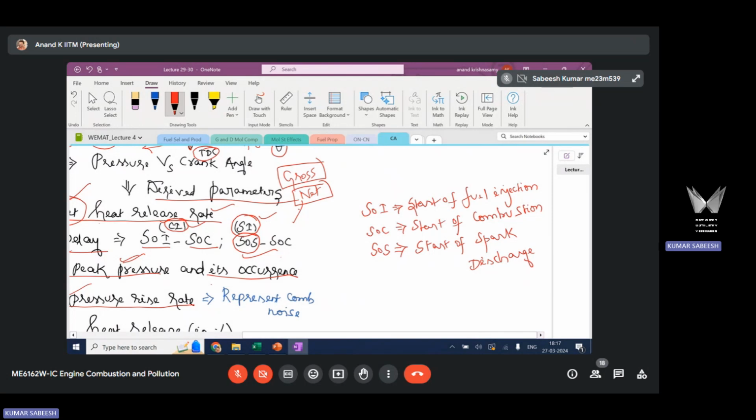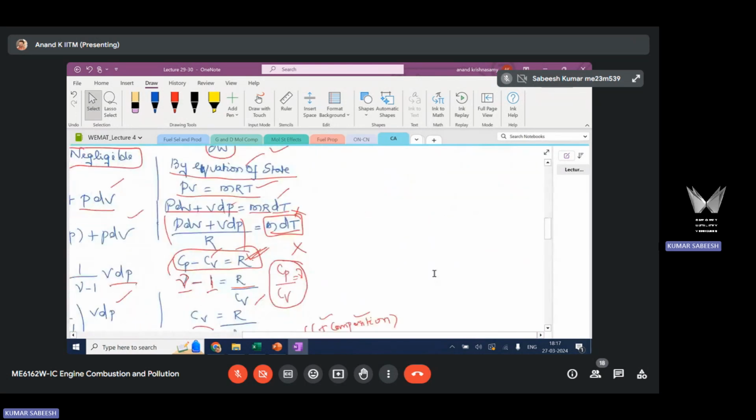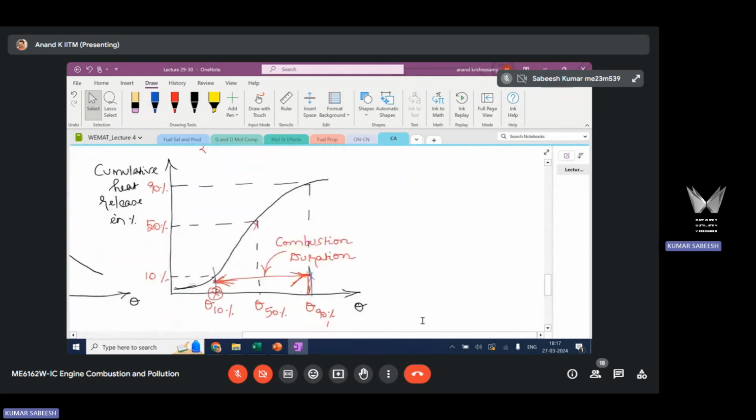Start of injection, you know it in a CRDI type fuel injection system, an electronic fuel injection system. You know precisely when the start of injection happens. In a mechanical fuel injection system, we have discussed static timing and dynamic timing.